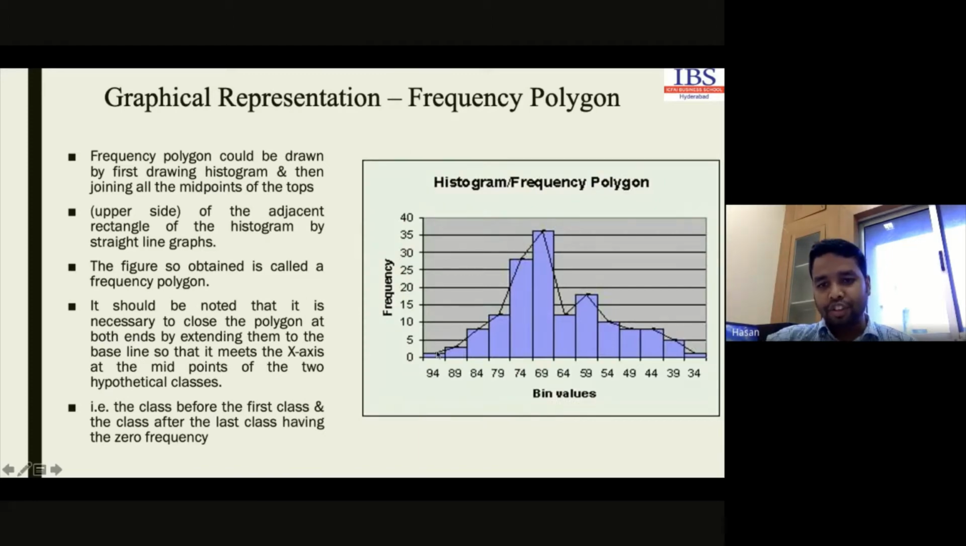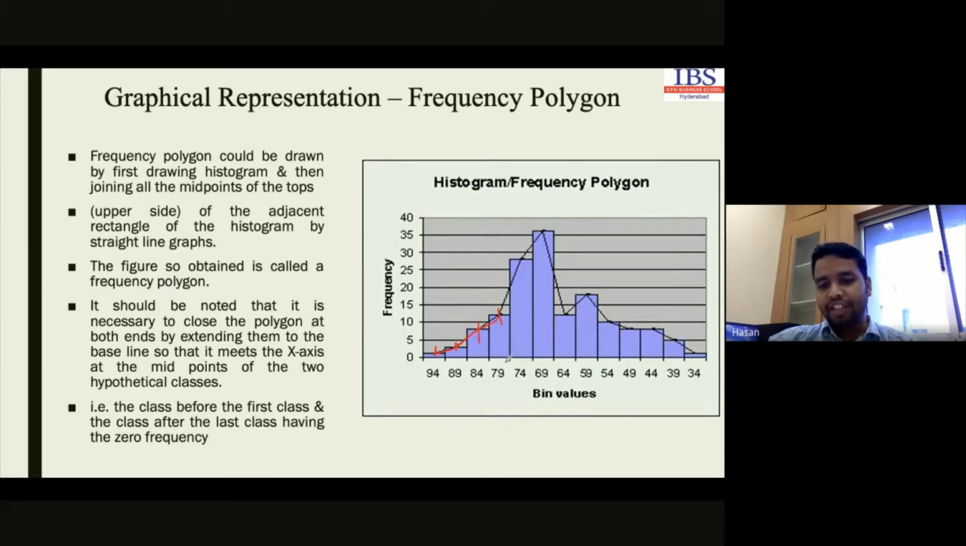We have to identify the midpoint of the column on each bar. Okay, identify the midpoint of the bar. This is the bar. Okay, and join using the line. After doing this, the line we obtained is known as the frequency polygon.